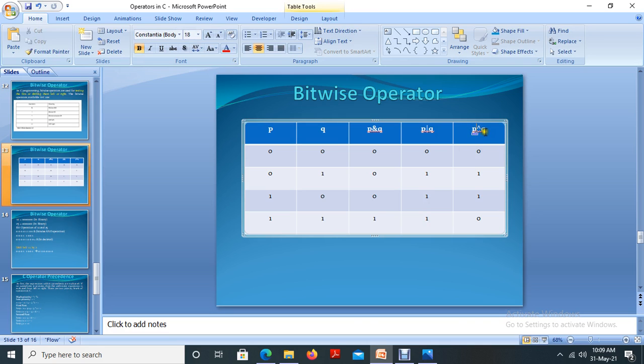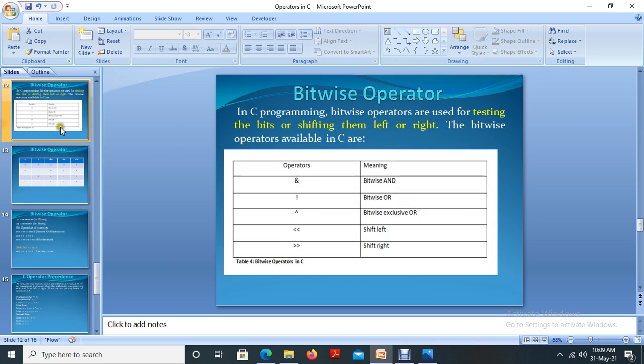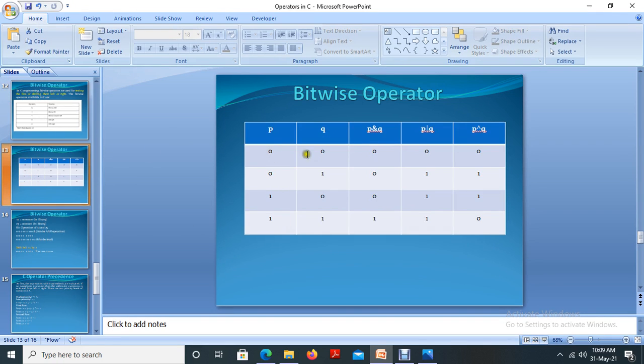Bitwise exclusive OR. The symbol is like this. And the rule is like this: 0 exclusive OR 0 you will get 0, 0 exclusive OR 1 you will get 1, 1 exclusive OR 0 gives 1, 1 exclusive OR 1 gives 0. Please remember this rule, then only we can calculate.